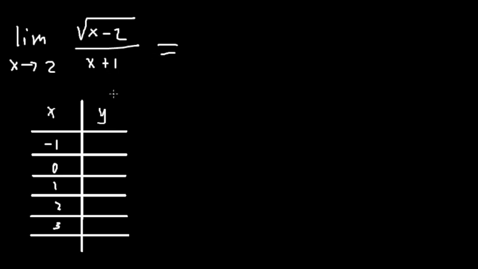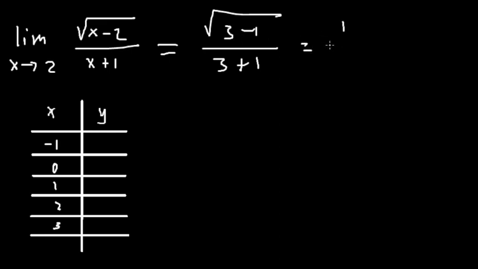So, let us start with 3 first. Let us substitute 3 into this function. It's going to be the square root of 3 minus 1 over 3 plus 1. So that is just the square root of 1, which is 1, over 3 plus 1 which is 4. So, if x is equal to 3, our y is equal to 1/4 or 0.25.